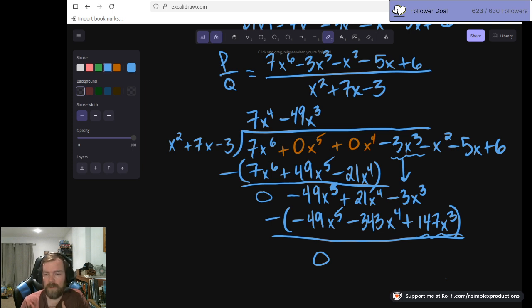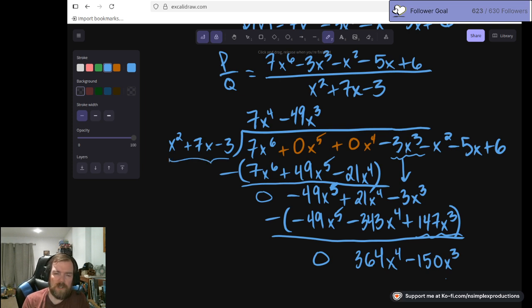So 364 in the positive x to the fourth. Okay, same deal again. This is going to be a negative times the 147 is negative 147 minus 3 is going to be negative 150 x to the third. And since this has 3 terms, we're going to go down one more. So 4, 3, 2. So we get minus x squared.